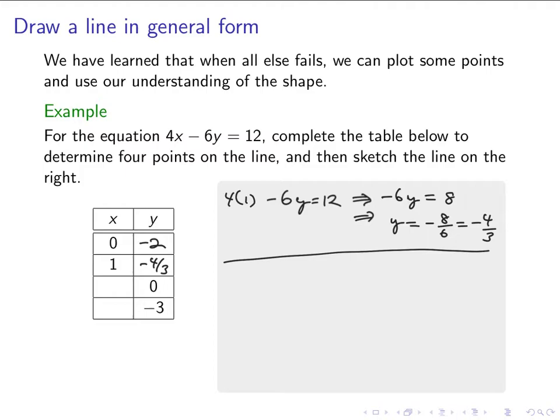Now, we can do the same thing by picking values of y and finding x. There's nothing particularly special about the process one way or the other. If y equals 0, as I have here, then the equation will be 4x minus 6 times 0 equals 12, which means that 4x is equal to 12. And that means, dividing both sides by 4, x is 3. So when the x value is 3, the y value is 0 in order to make the equation true.